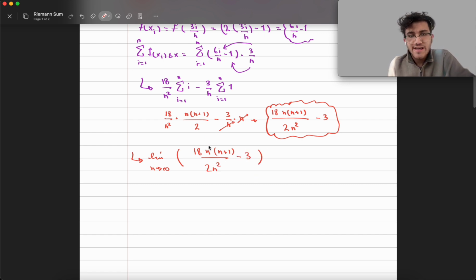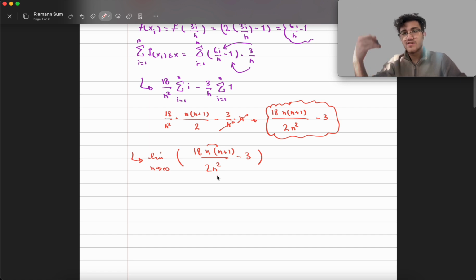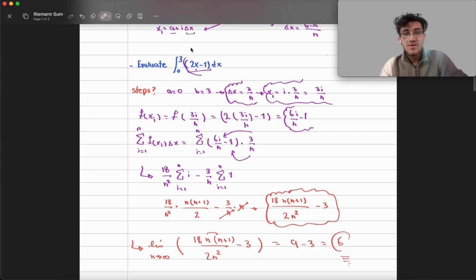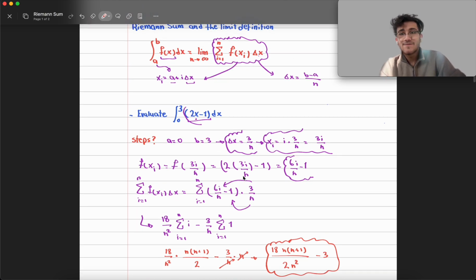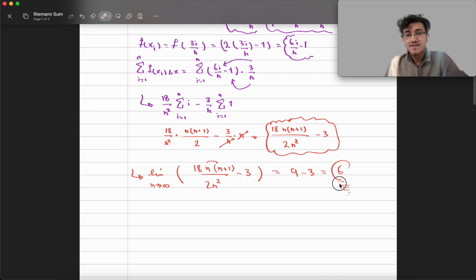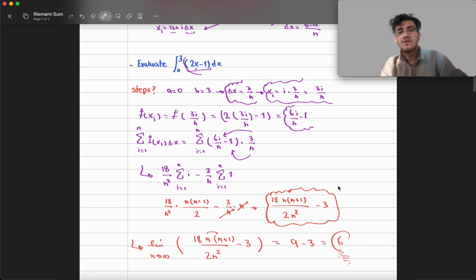So here I can see that the numerator and denominator have the same degree. The highest degree of the numerator is n squared, and the highest degree of the denominator is n squared. When the degree of both the numerator and denominator are the same, the limit is going to be the ratio. The ratio is 18 over 2. I'm going to get 9 minus 3, which is 6. This 6 is the answer to the integral, or basically using the limit definition to find the area. So this 6 is the area under this graph.